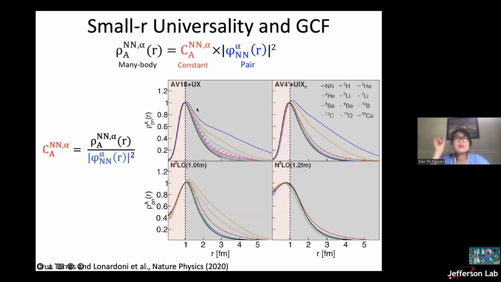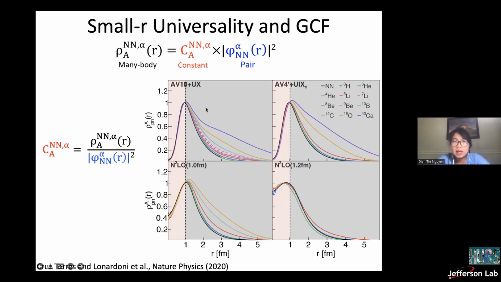We can do the calculation using different NN potentials. Here I'm showing the different calculations corresponding to different NN potentials. You can see that even though the calculated two-body densities are different with different NN potentials, the universal behavior is consistent between the different calculations. For example, AV18 here, AV4 here, or N2LO here.